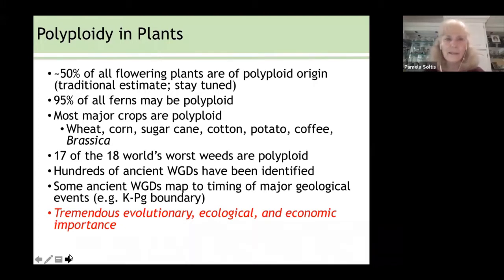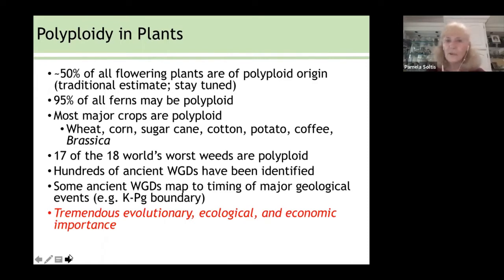It's also estimated that about 95% of all fern species may be polyploid, and most of our major crops are polyploid. And these include the examples that I've listed here: wheat, corn, sugarcane, cotton, potato, coffee, the Brassica crops, and more. In addition, polyploidy often confers very good colonizing ability, and 17 of the 18 world's worst weeds are also polyploid.